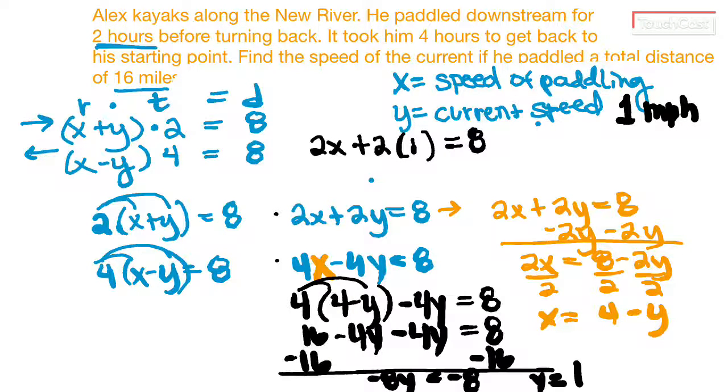We will subtract our 2 from both sides. We end up with 2x is equal to 6. And we get that he was paddling at 3 miles per hour.